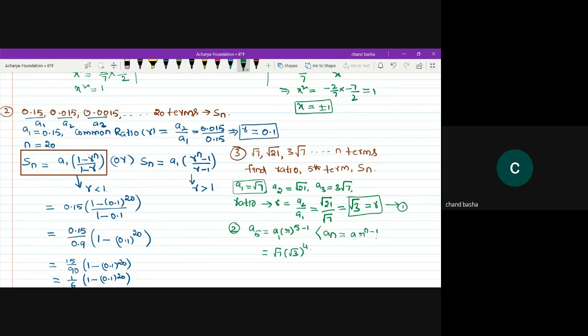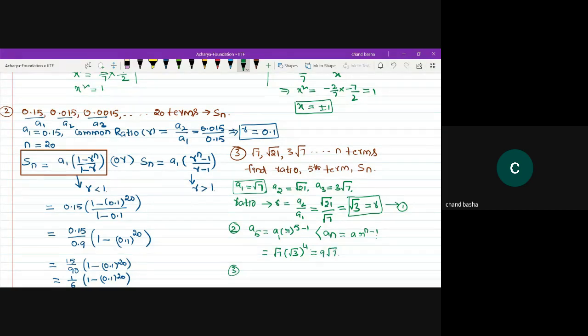You can keep as it is. Nothing we are going to discuss more than this. The third point, because I cannot calculate more than this, and even if you want, you can write root 3 whole power 4 means that is 9. 3 square, you will get 9. So 9 root 7 is the required answer.